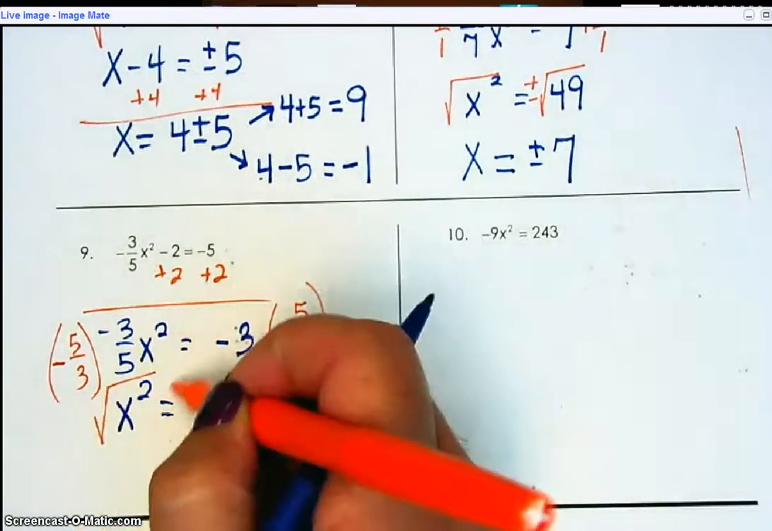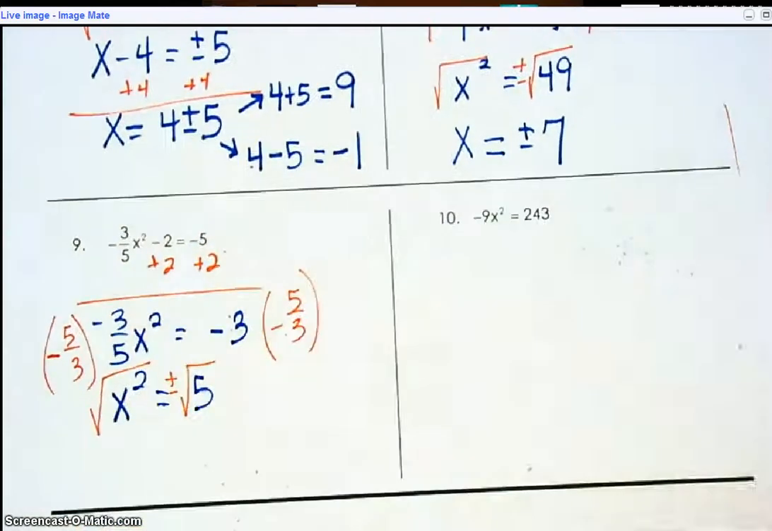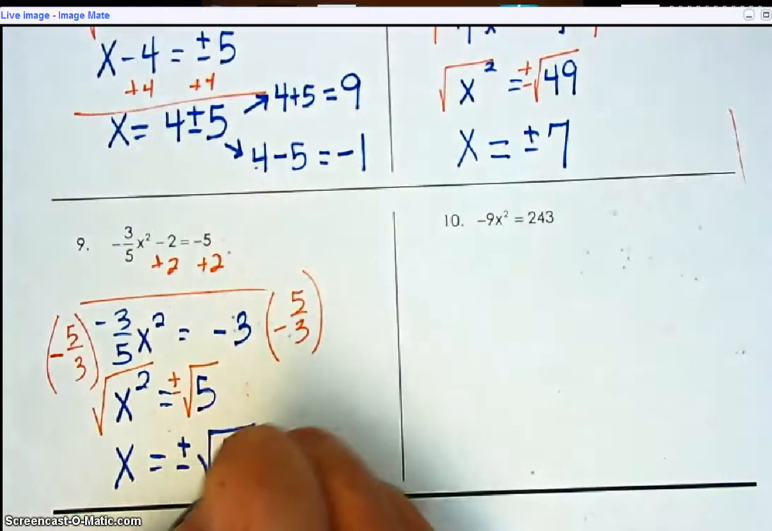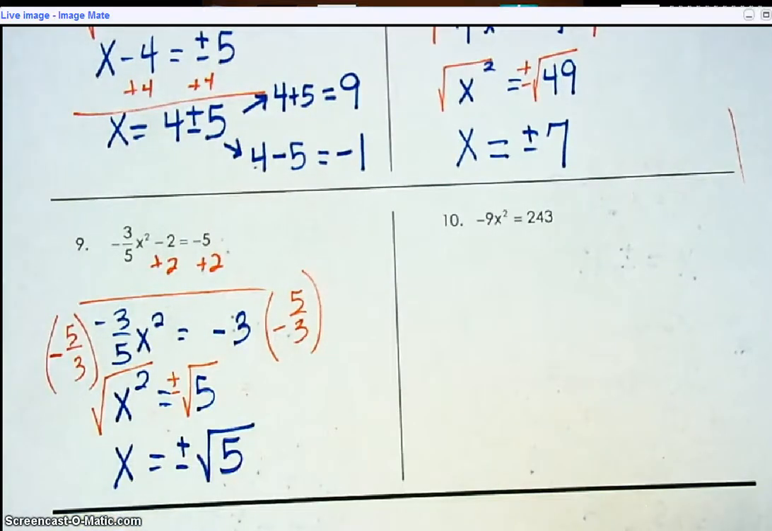Take the square root of both sides. Don't forget the plus minus sign. There we go. X equals plus or minus the square root of 5.